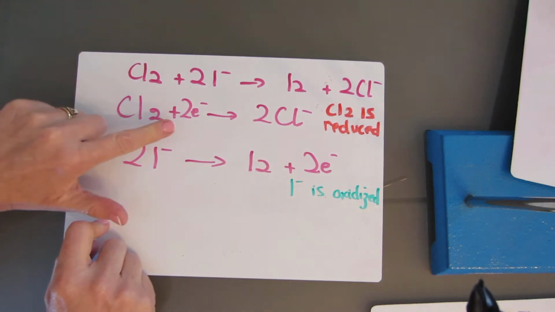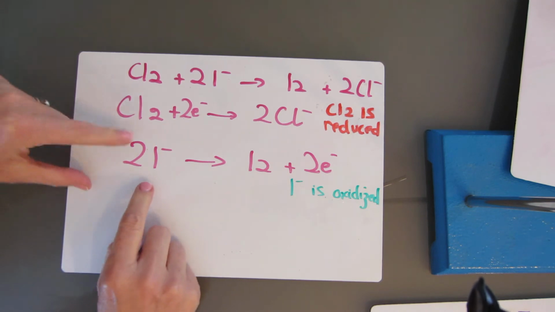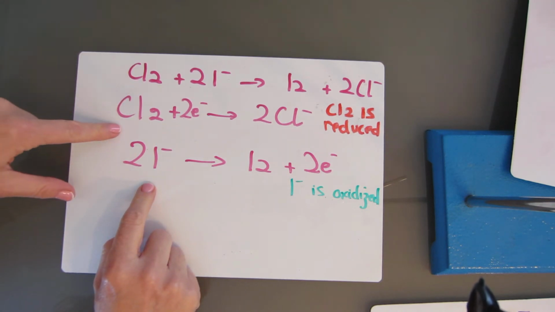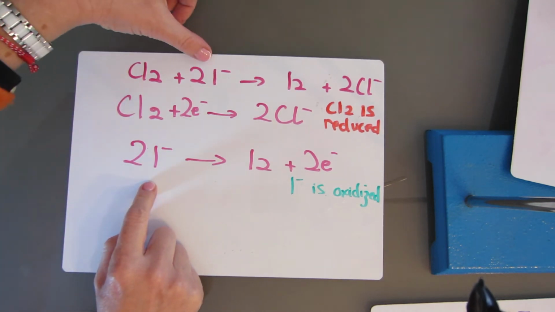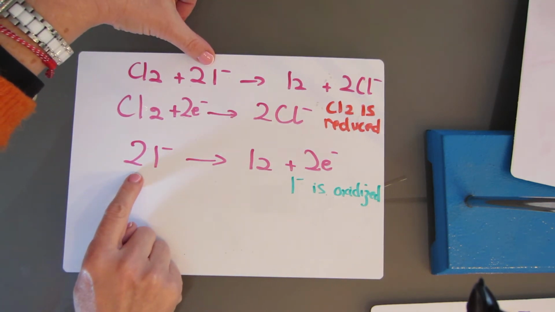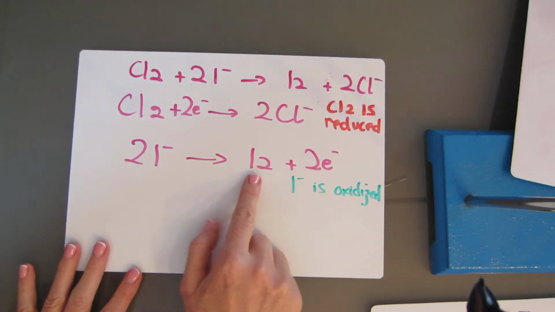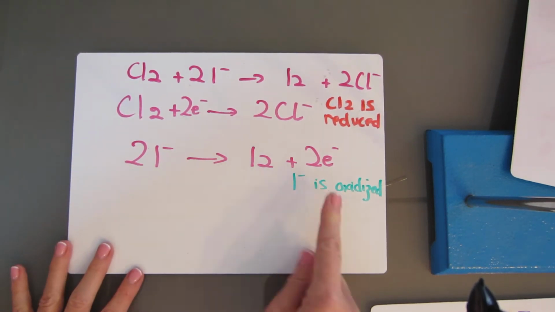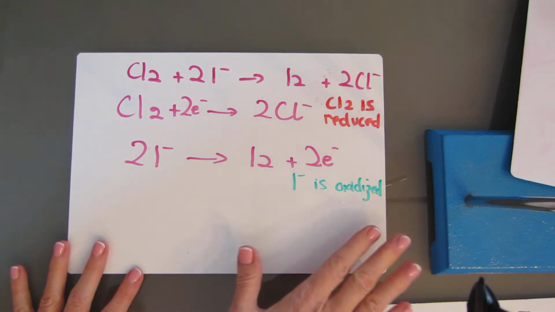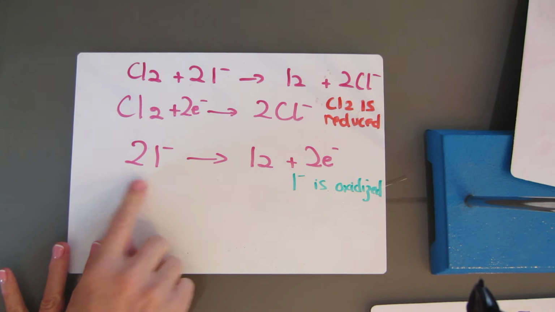So chlorine gained electrons, we said that's reduction. Where did the chlorine molecules get the electrons from? Well, from the other reactant, the iodide ions. Iodide ions lost their electrons and became iodine molecules. Loss of electrons is oxidation, so the iodide ions were oxidized.